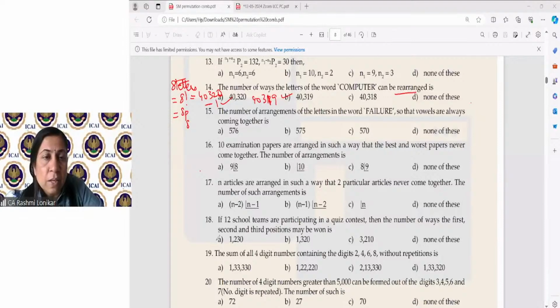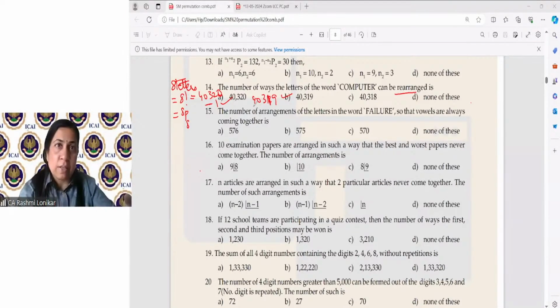Yes, Parul, that is why. I am trying to explain that if I want the total number of words, it is 8P8, which is 40320. But among them is the already given word computer, which has to be removed, because we want to know in how many ways we can rearrange the letters. So we don't want the word that is already there, so I minus 1. That is why B will be the answer. Understood, Parul? This step is very important: 40320 minus 1 is 40319. Okay.